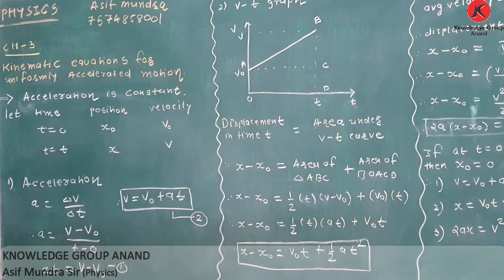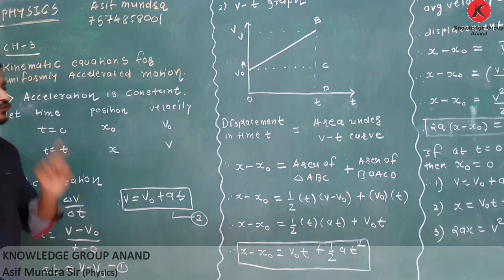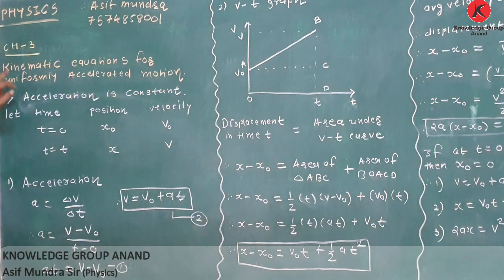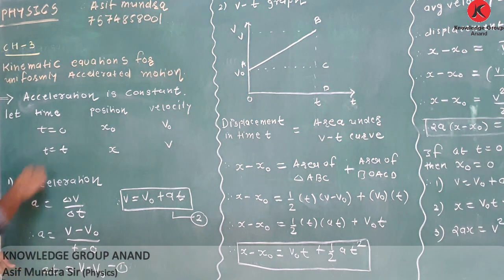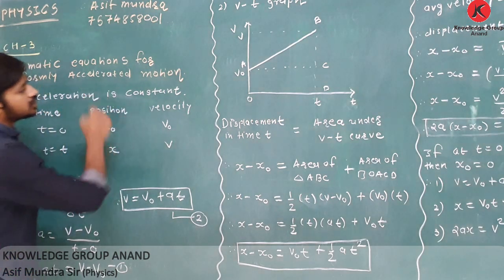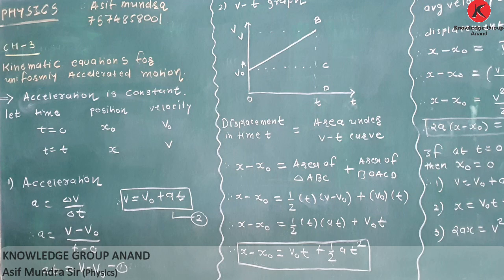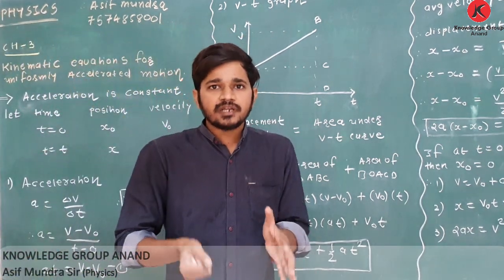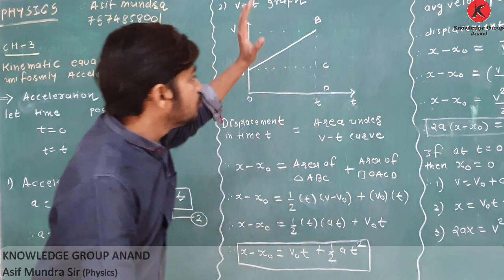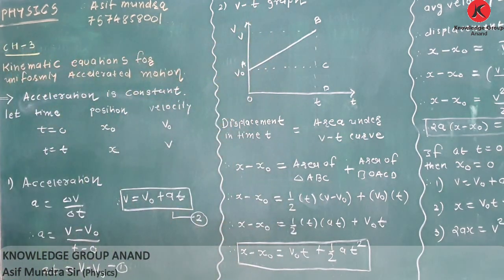What is the title? Kinematic equations for uniformly accelerated motion. First point to remember: these equations are for uniformly accelerated motion, meaning acceleration is constant. So whenever in any case you are given that acceleration is constant, you can use these equations.